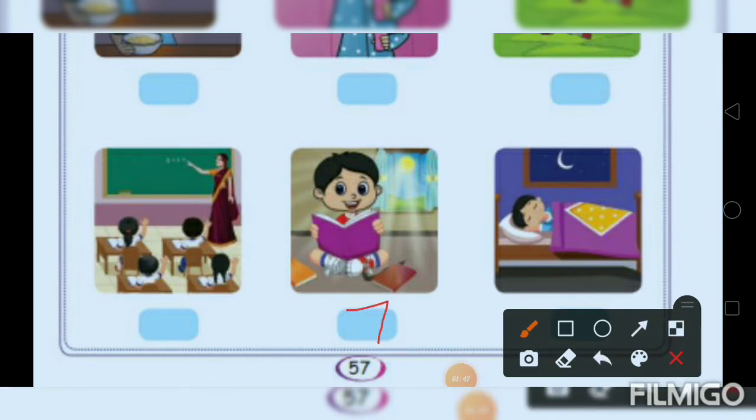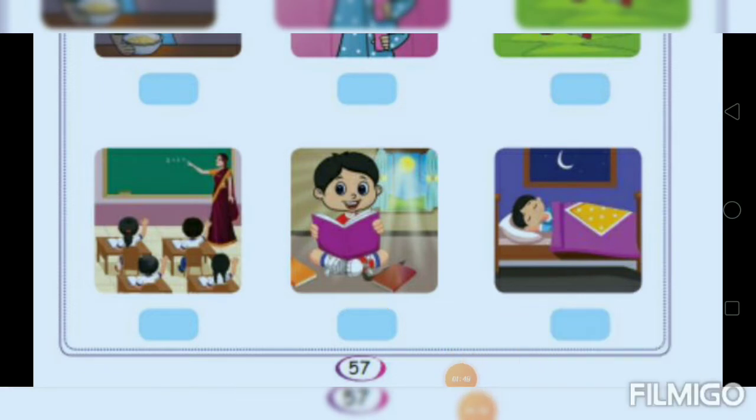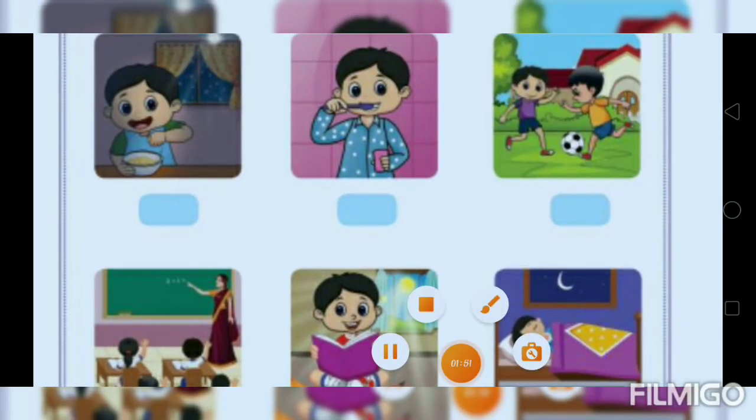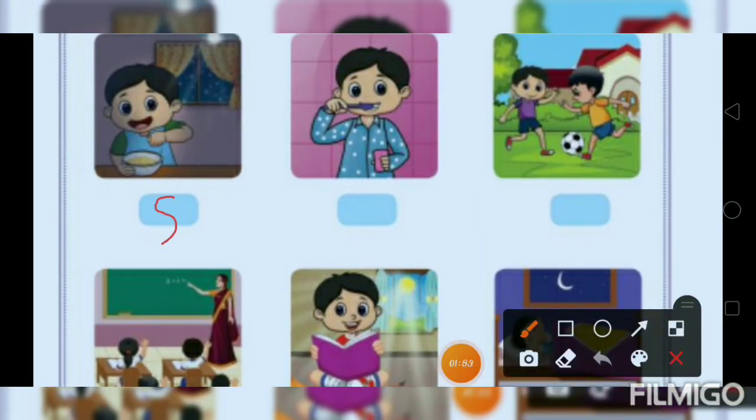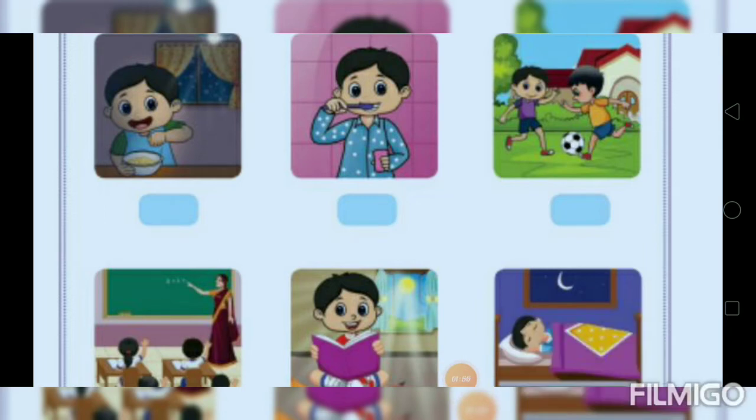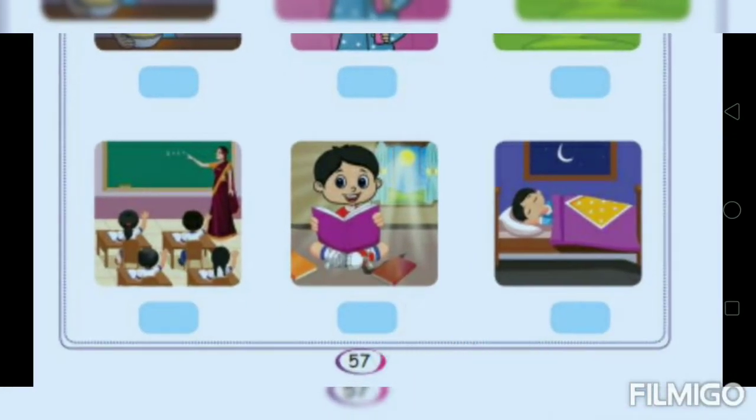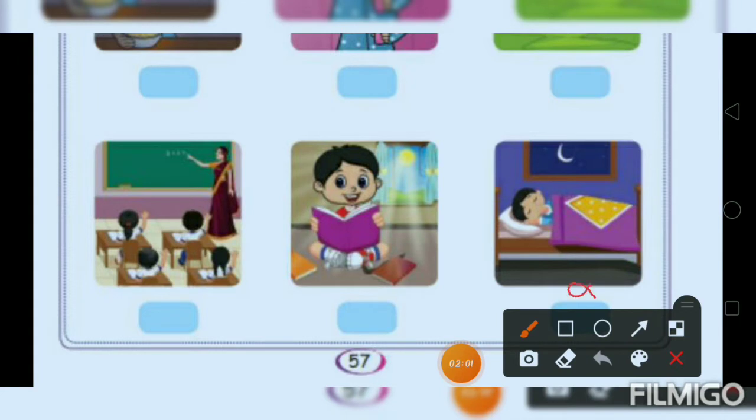Eighth image is eating dinner, so you write 8 on that image. Ninth image is sleeping at night. Okay, you write 9 on this box.